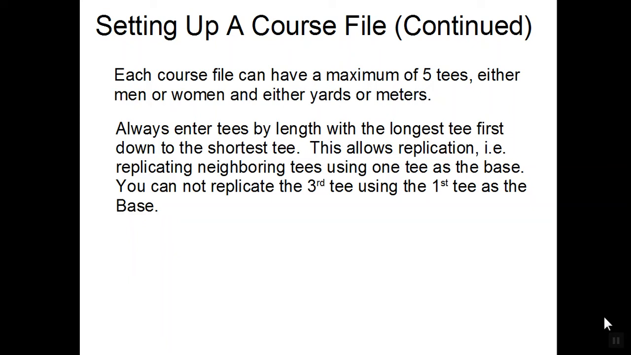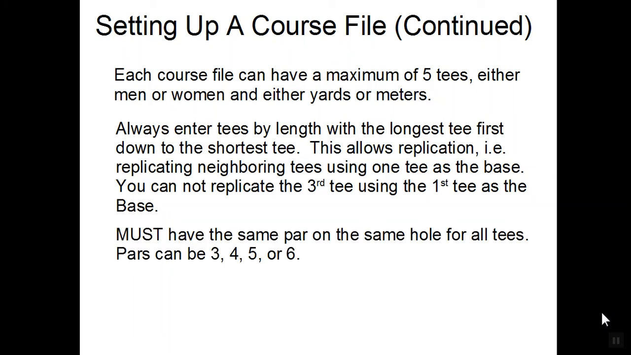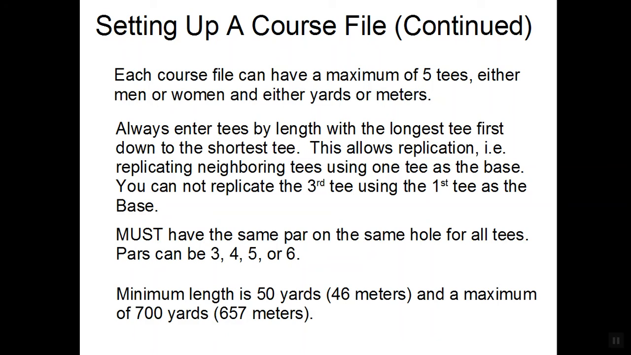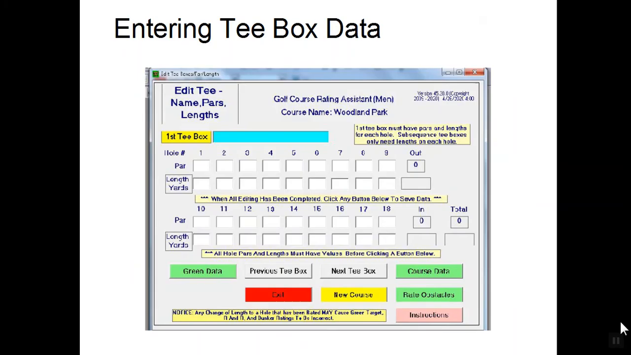This allows a replication. In other words, tee box number 2 could replicate either the tee box 1 or tee box 3. But you cannot replicate the third tee using the first tee. It's too far away. Also, pars, you must have the same par on the same hole for all tees. Pars can be 3, 4, 5, or 6. The minimum length that you have to have for a tee is 50 yards, and the maximum is 700.